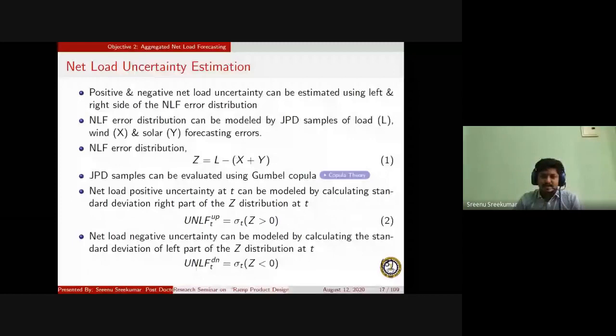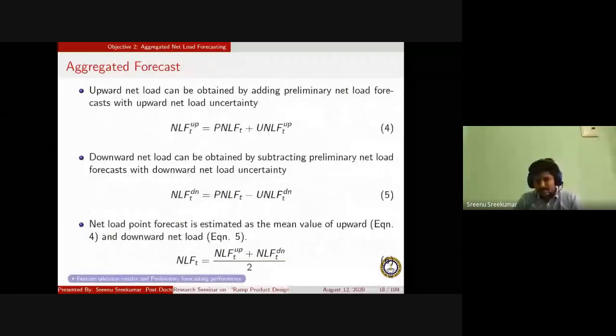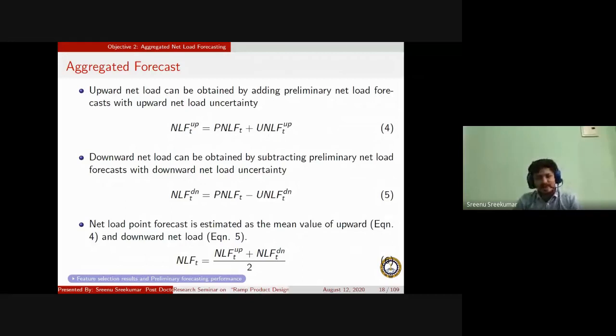And upward net load uncertainty is estimated by taking the standard deviation of the right part of the error distribution, and negative uncertainty is calculated by taking the standard deviation of the left part. And net load up forecast means we are obtaining an interval forecast. So there will be an up forecast and a down forecast. The up forecast is obtained using equation 4, the down forecast is obtained using equation 5, and the final central forecast is obtained using equation 6.